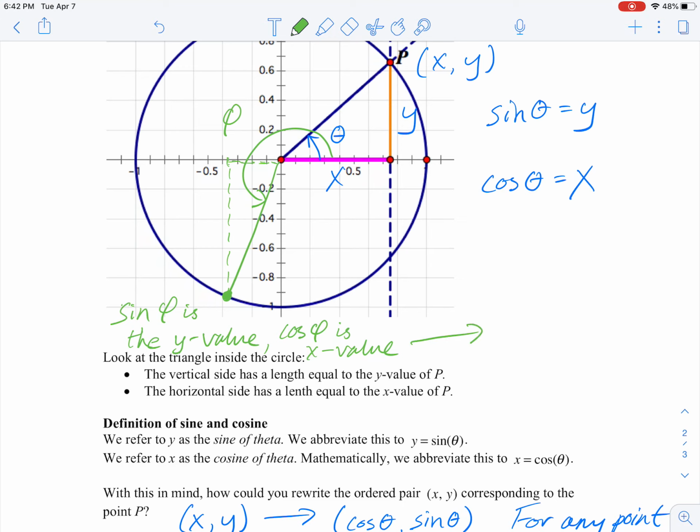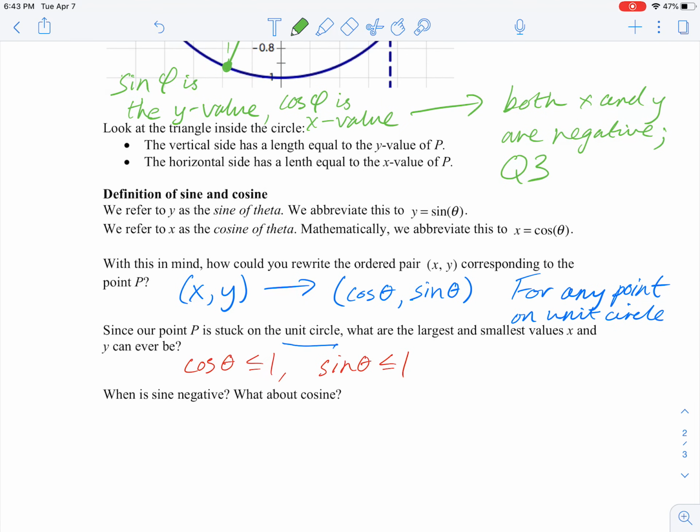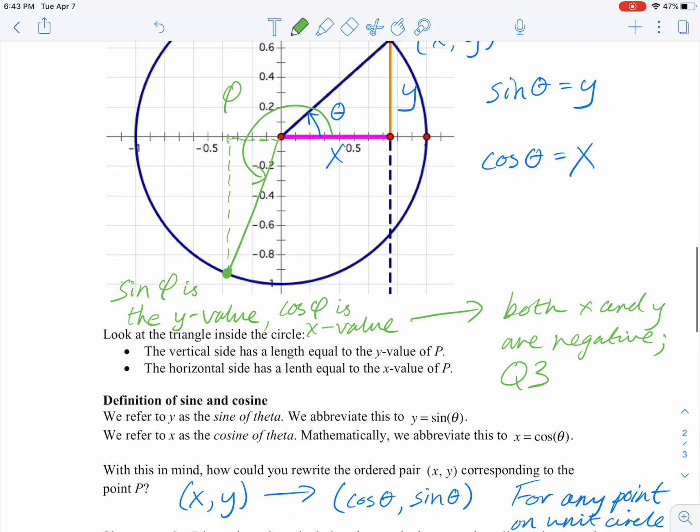So both x and y are negative here. And that has to do with which quadrant we lie in. So because we are in quadrant 3, both x and y are negative. So when is sine negative? Well, it's definitely negative in quadrant 3, but let's go back and look at our figure.